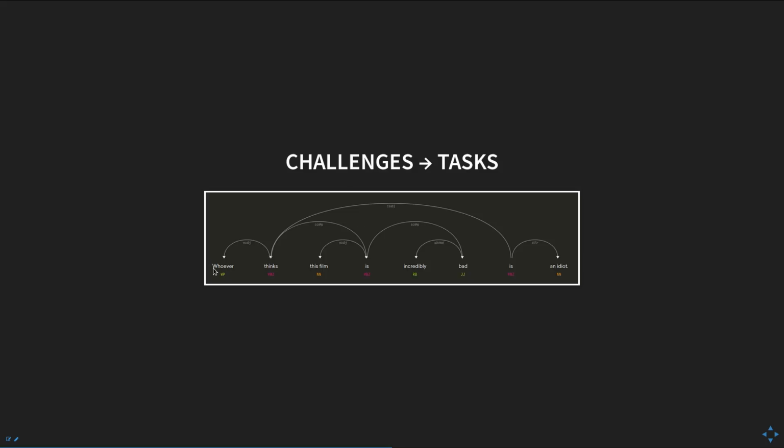So I've parsed this sentence, whoever thinks this film is incredibly bad is an idiot, and you can see that here there's a dependency between things and whoever, and it also has this long dependency from whoever thinks, which goes to is and then an idiot. So we can sort of solve the compositionality of this sentence by following the arrows that are shown here.